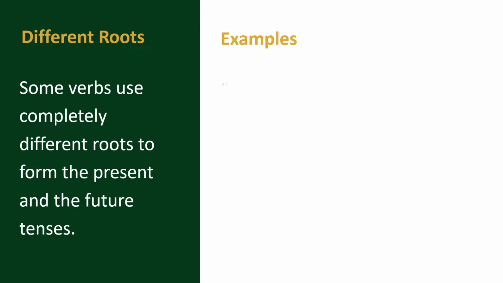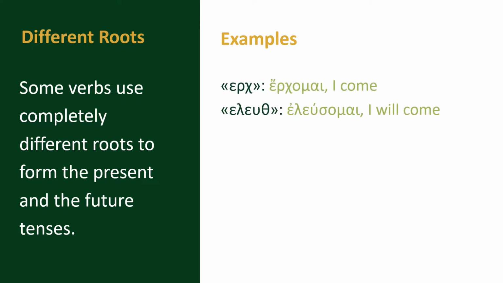Firstly, the verb erchomai, I come. This is the present tense. Erchomai, I come. The stem and also the root is erch. However, when you learn erchomai, you also learn that its future is eleusomai, I will come. The future tense root and stem is eleu. So the present tense stem is erch and the future tense stem is eleu. In other words, we have completely different roots and thus completely different stems for the present and future tenses.